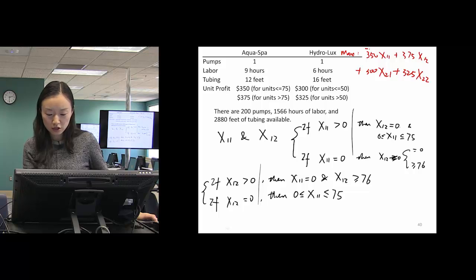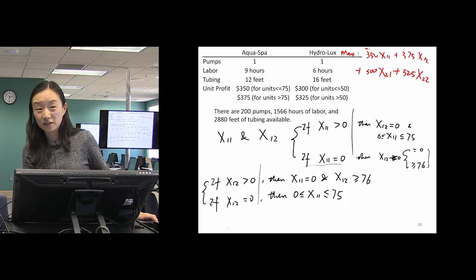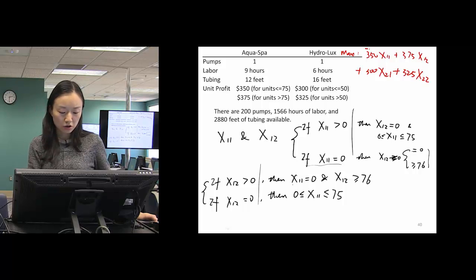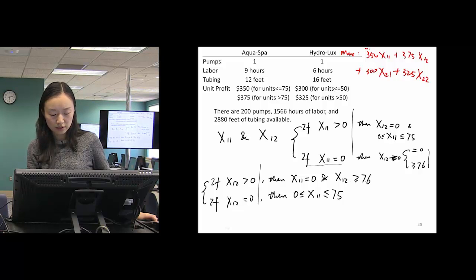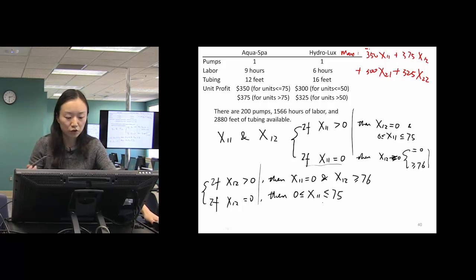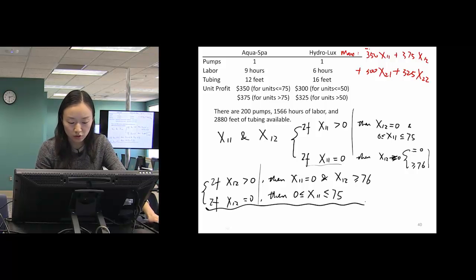But if you continue to look at this one, after this one condition there are two more conditions to deal with. So this x12 should be either 0 or greater than or equal to 76. To me, that's more complex than here. Here it's just straightforward: if this happens, then x11 is 0 and x12 is greater than or equal to 76. If this is 0, then for x11 there's just one condition. So that's my reason for choosing this statement to work with.